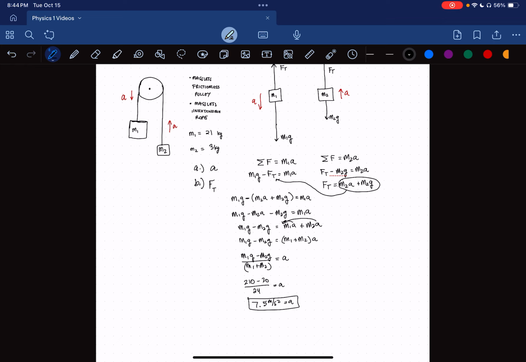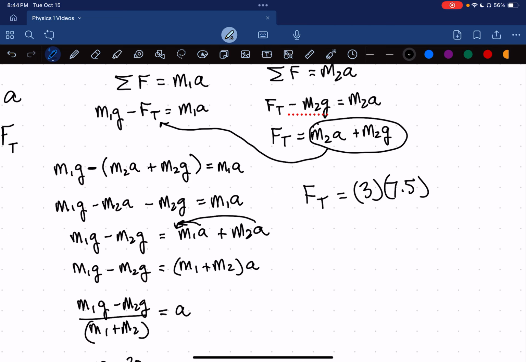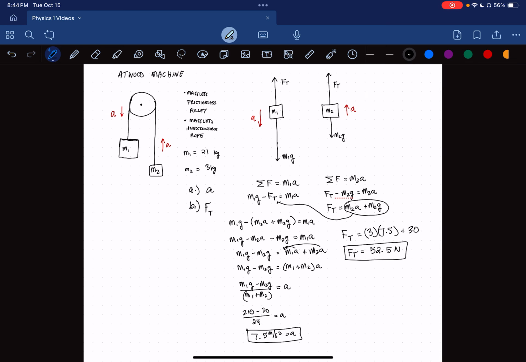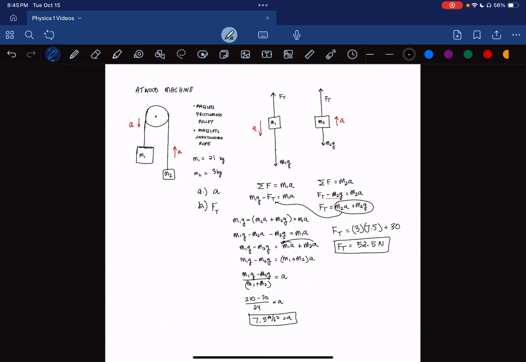Let's figure out what Ft is equal to. That's part B. Ft equals, okay, it's m2 times a. So that's 3 times 7.5 plus 30. And that looks like it's coming out to 52.5 newtons is the tension in that rope. And of course, like we said, it's the same tension. Cool.